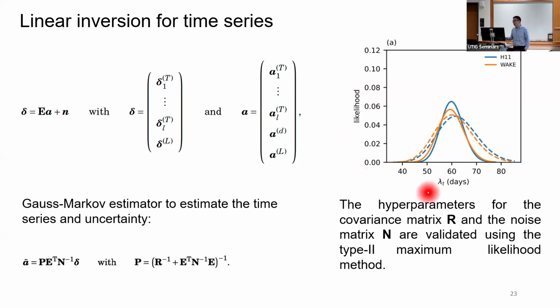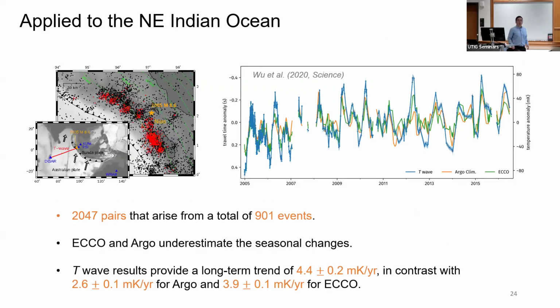The top figure here shows one of these hyperparameters. This parameter is the correlation scale for the ocean random dynamics. The result we got here is 60 days. 60 days is consistent with the lifetime of ocean eddies. So that tells us that you can use pre-specified parameters, but if we use the T-wave data itself, it gives us a very similar, reasonable answer, which is great. So we're talking about the technical things.